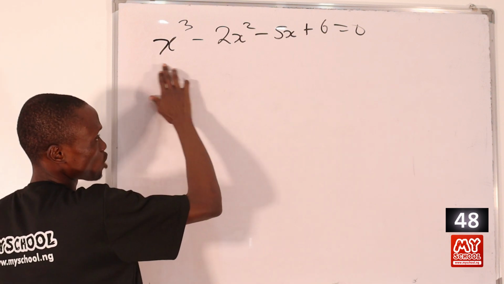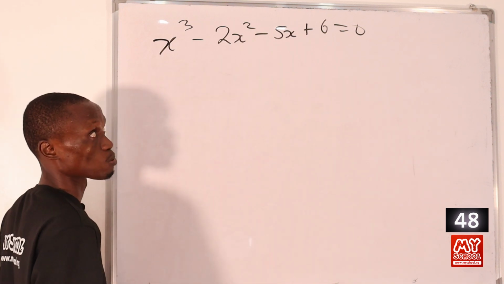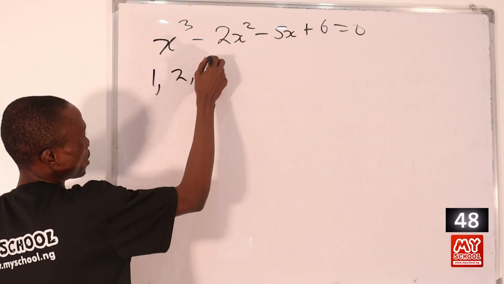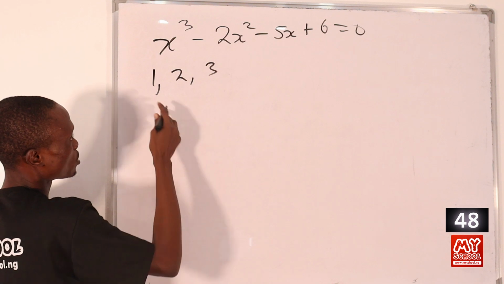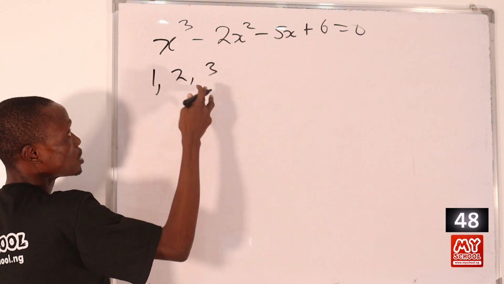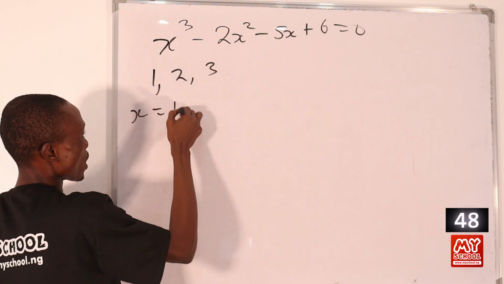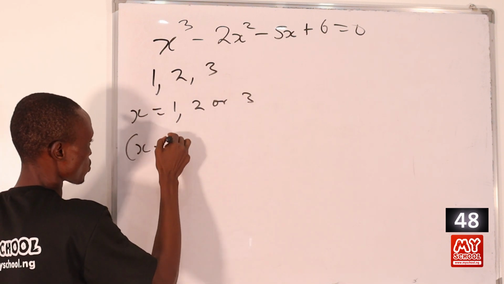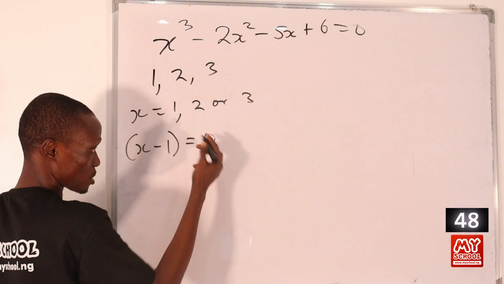The reason is because the factors of 6 are quite easy. Okay, and this is a trinomial. So the values of s is going to be 3. And the factors of 6 are 1, 2, and 3. Okay, so in this case we are saying that s is equal to 1, 2, or 3, so that s minus 1 is equal to 0.